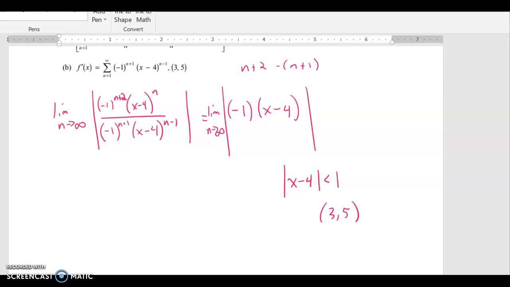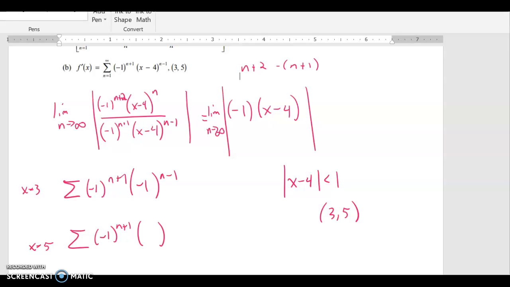So we still end up with this, right, which is pretty common for the derivatives. And we just have to check the endpoints again, right? So we know the interval of convergence is from 3 to 5. However, what happens at 3 and 5? Well, let's see. Negative 1 to the n plus 1, x equals 3. When x equals 5, negative 1 to the n plus 1. And then when you plug in your 3, you get a negative 1 to the n minus 1. And then when you plug in your 5, you get, of course, 1 to the n minus 1.